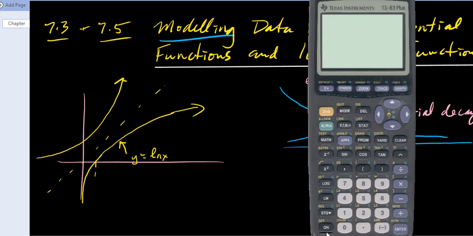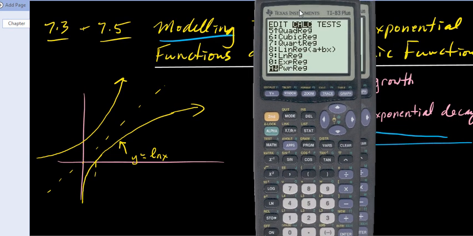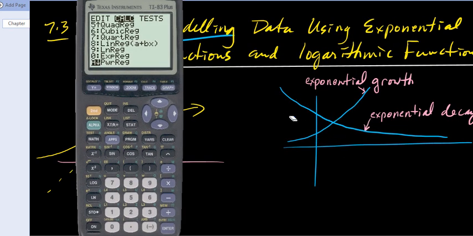On your calculator, if you go into the stat menu over to calculate, and then go all the way down, what you'll see is exponential regression. That's what we're going to be using for the 7.3 questions. Exponential, so growth, decay, exponential. It's ExpReg, that's 0. And then up here, LnReg. The calculator will give you a natural logarithm expression for regression, not a log, but an ln.